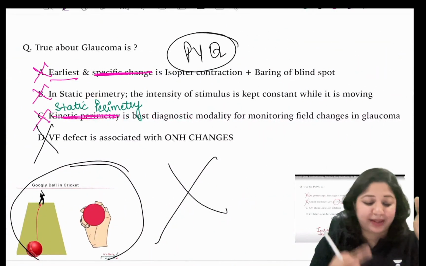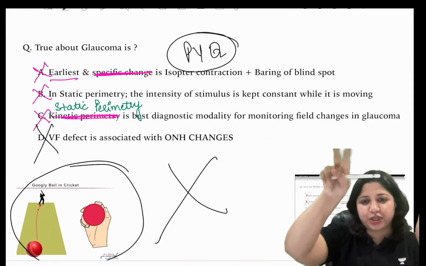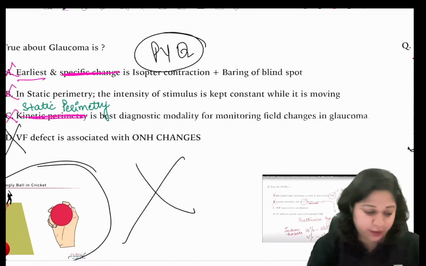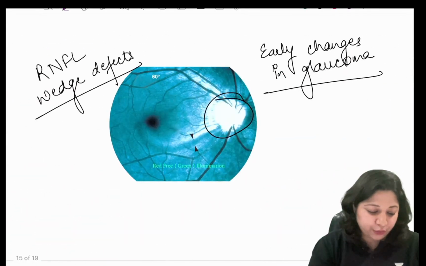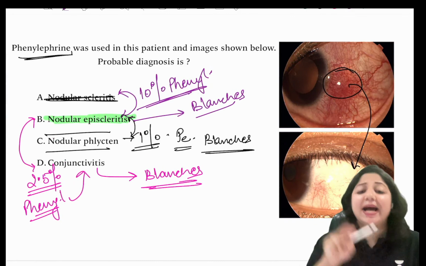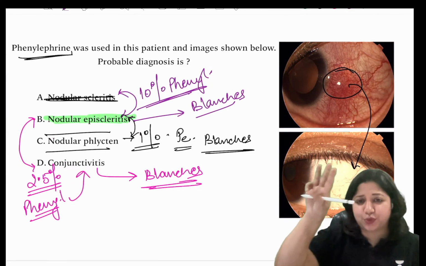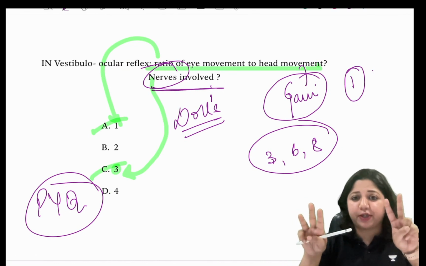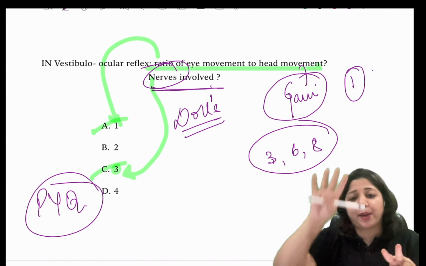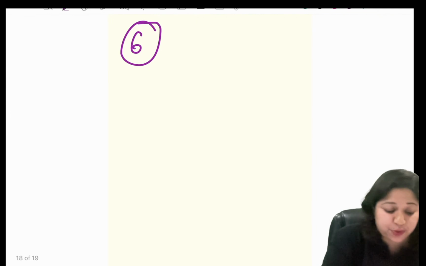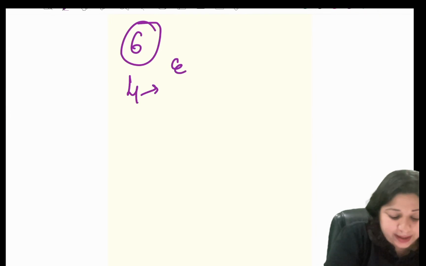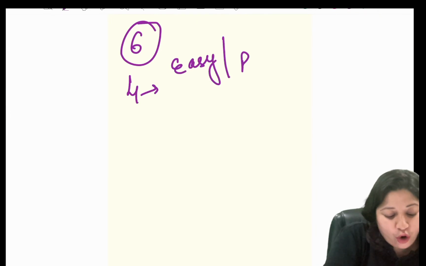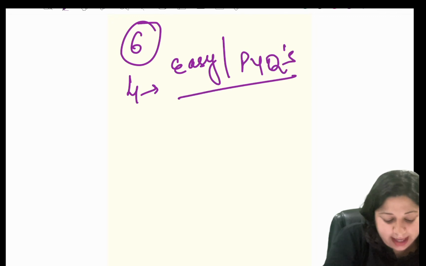Then we move on to this. This is a previous year question, goes into the easy one because this is a previous year question. Next, we go on to this question. Again, it was easy, it was basic. So 3 easy and 2 difficult. Again, this was a previous year question. So out of 6 questions, 4 questions were either easy or PYQs. And 2 questions were actually critical.